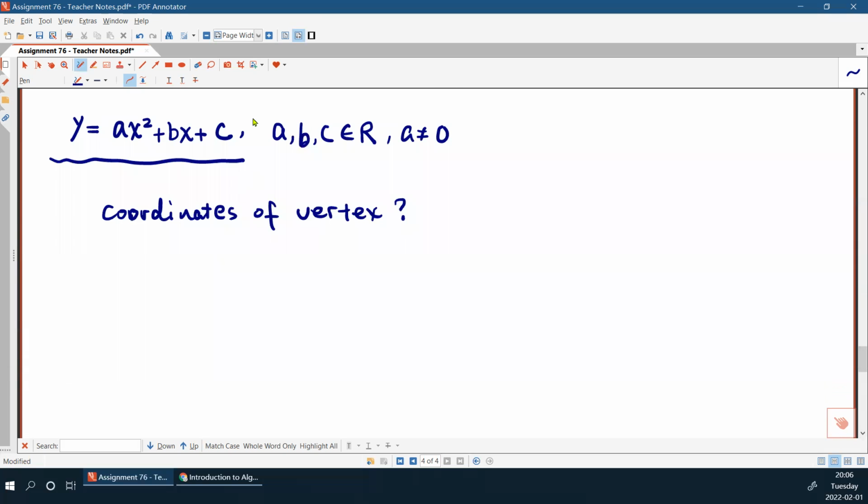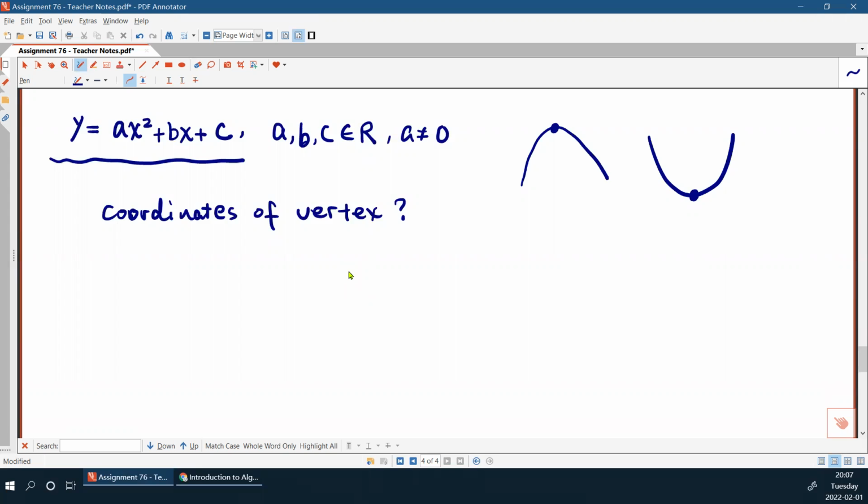Okay, I'll give you 1 minute to think about this question. You are given a function like this. Can you tell what are the coordinates of the vertex? So apparently this is a quadratic function, right? A quadratic function either opens down or opens up, but either way, it will have a vertex, right? The question is, what are the coordinates of the vertex?